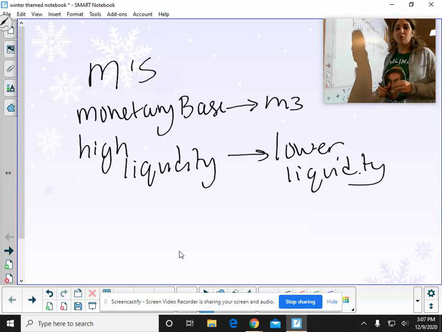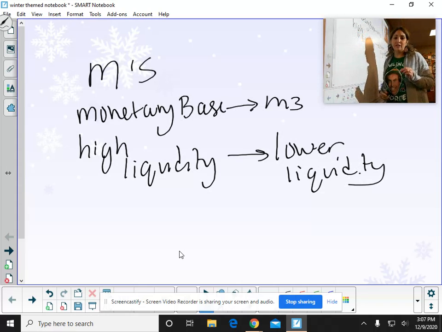The idea of liquidity is how readily available this type of money can be converted into cash in order to be spent. Basically, how fast can I spend it? Is there a waiting period? Do I have to wait, or can I spend it? Can I use this as a medium of exchange very, very quickly? Obviously, cash and coins are the highest liquid because they're already cash and coins. So, they're the highest liquidity.